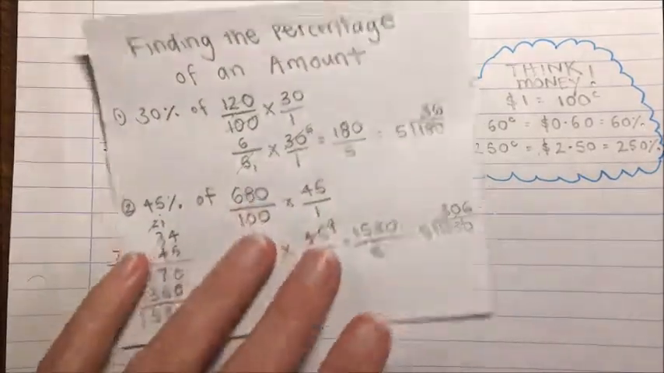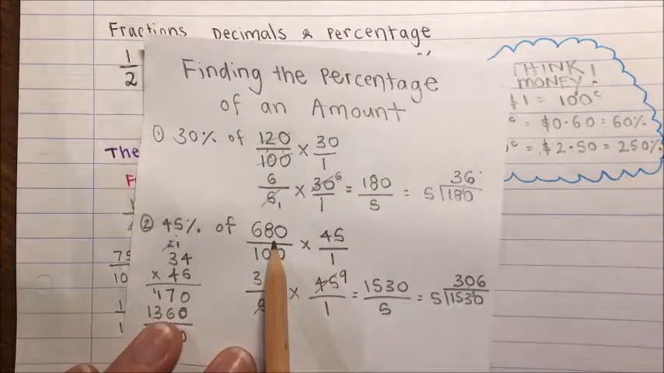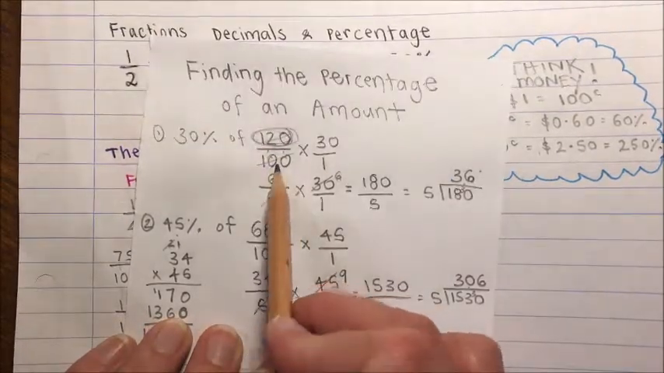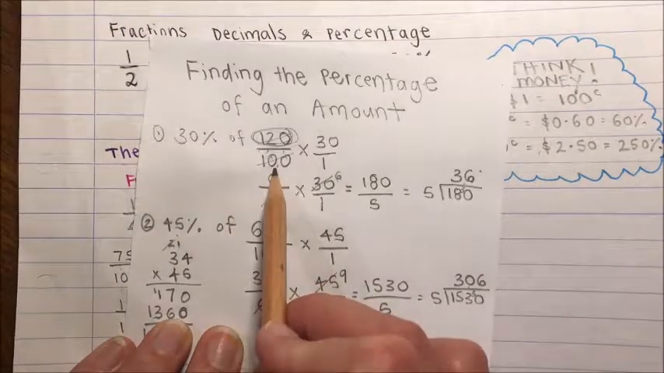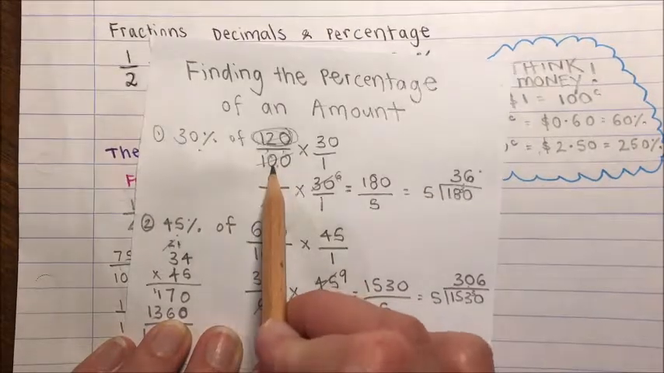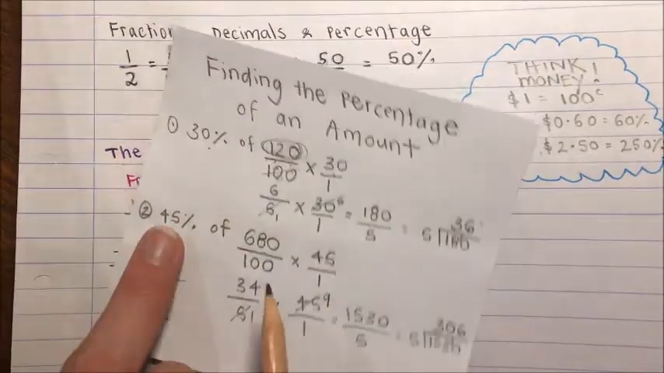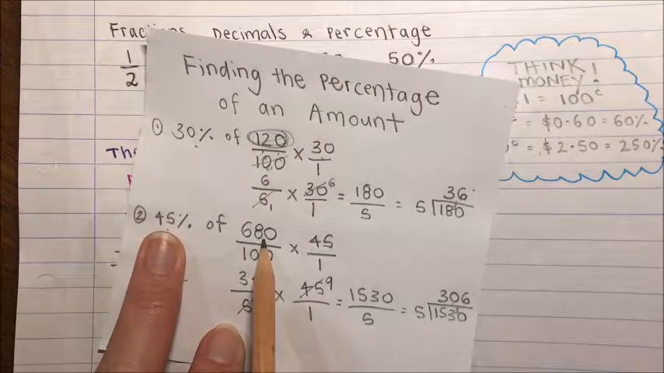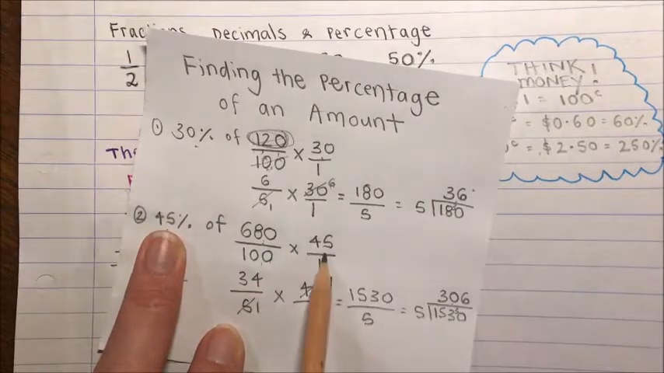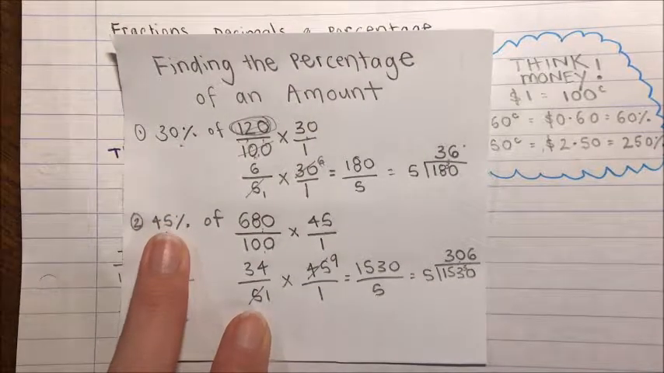So when I'm finding the percent of an amount, so here's my amount, I wanted to chop my total amount into 100 little bits. So divide it by 100 and then multiply it by the number of little pieces I want. This time 45% of 680. I divided 680 into 100 little pieces and I multiplied my answer by 45. Excellent. That's finding the percent of an amount.